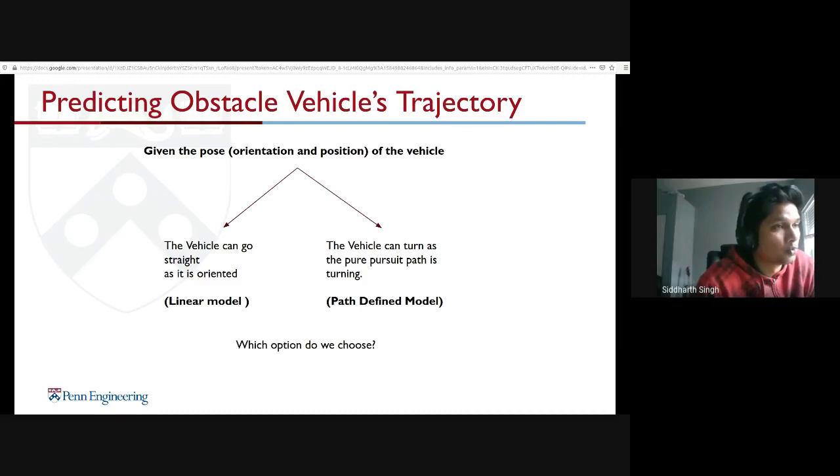So my question is, which of these options should we choose? Should we assume when we see the vehicle that it is oriented in this particular direction and hence it will go only straight ahead? Or do we assume that it will turn and try to follow the pure pursuit path? If my pure pursuit path is like this and my vehicle is like this, will it go straight or will it try to go towards the pure pursuit path? Which option do you think we should choose? You can have a vote if you want, but it will be good to hear what people think. Anybody?